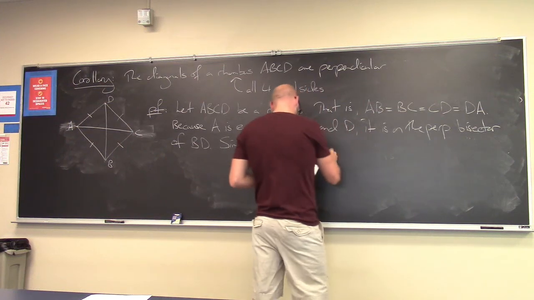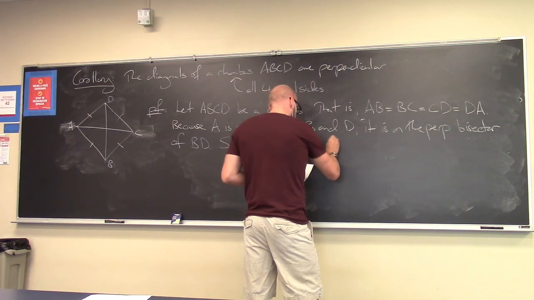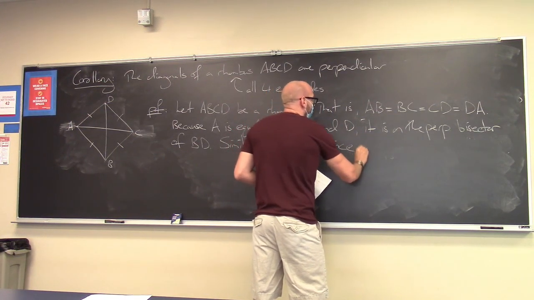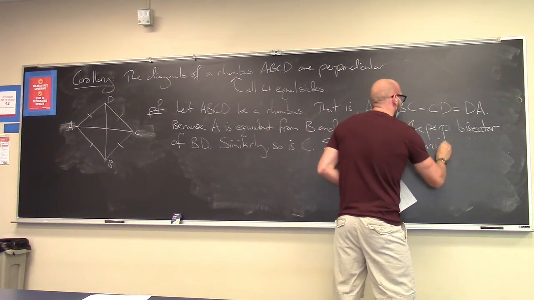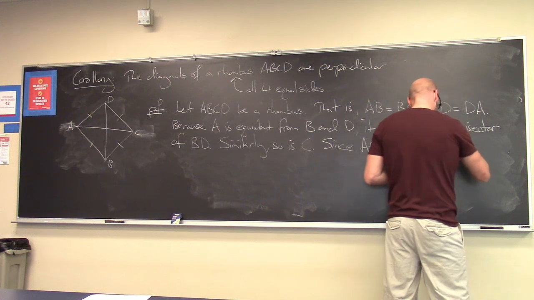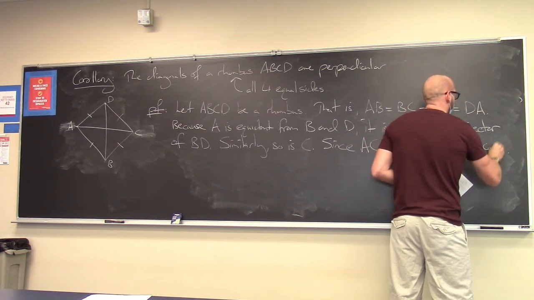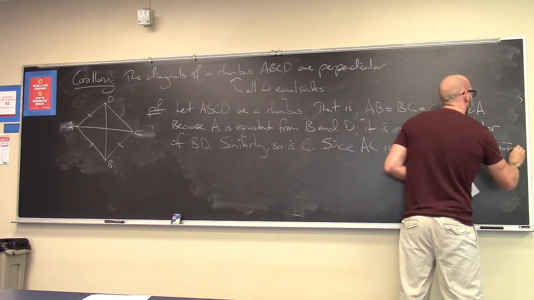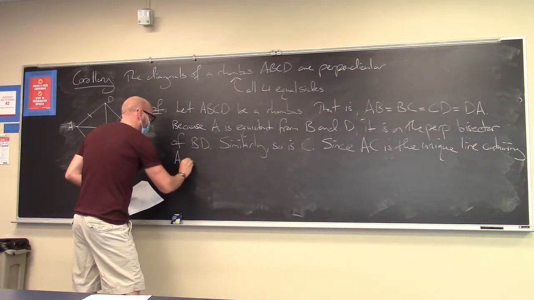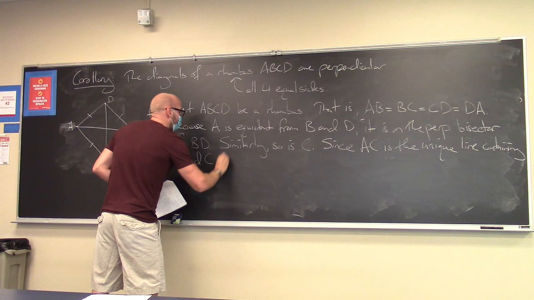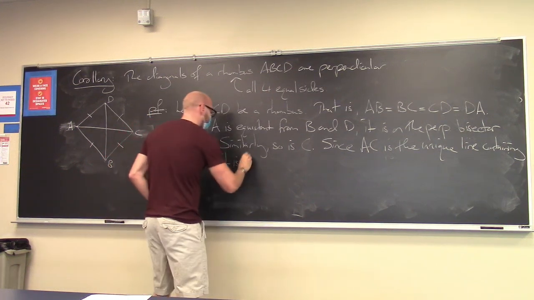So, invoking some uniqueness here: since AC is the unique line containing A and C, it must be the perpendicular bisector.